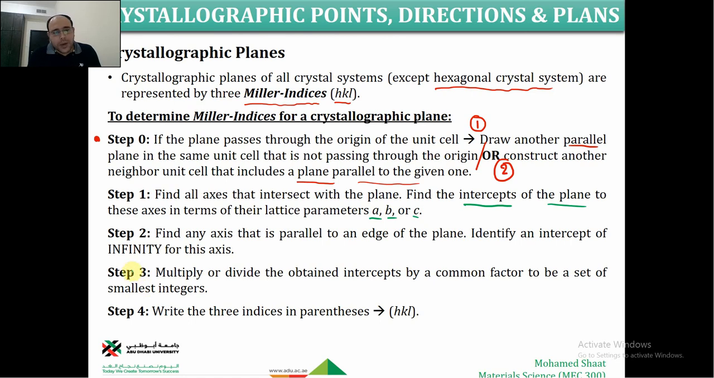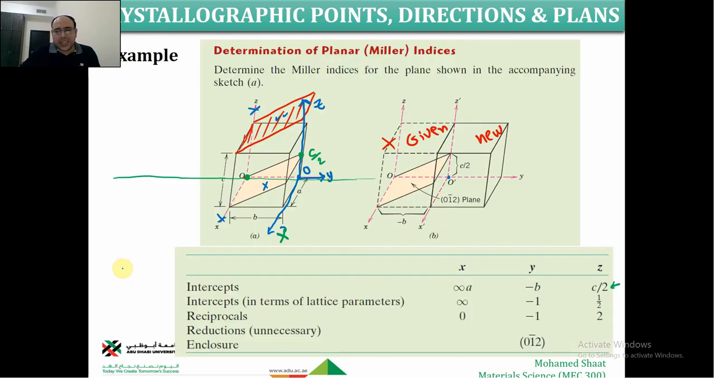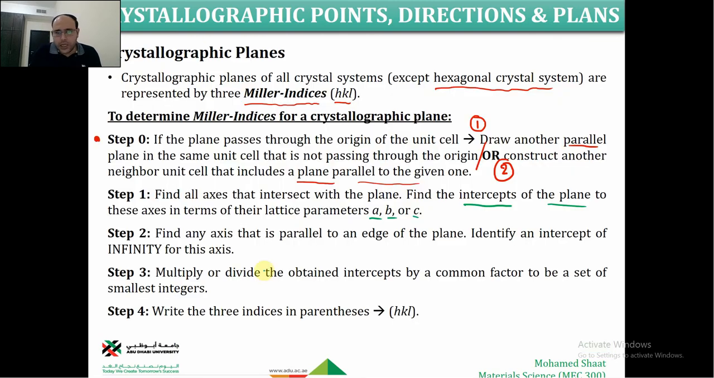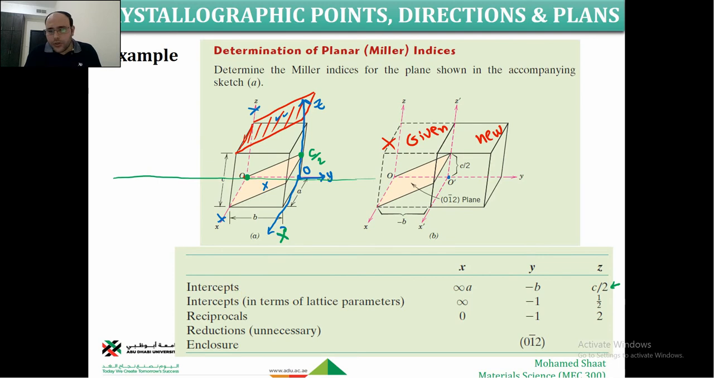It makes sense. But this reciprocal step is not essential to be done all the time. Since we are investigating the plane in one single unit cell, in most of the cases, you could say over 90% of the cases, we have to apply this step of the reciprocals.